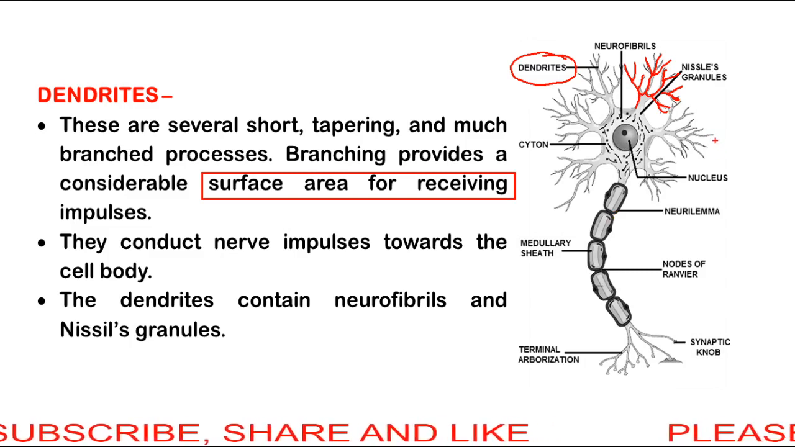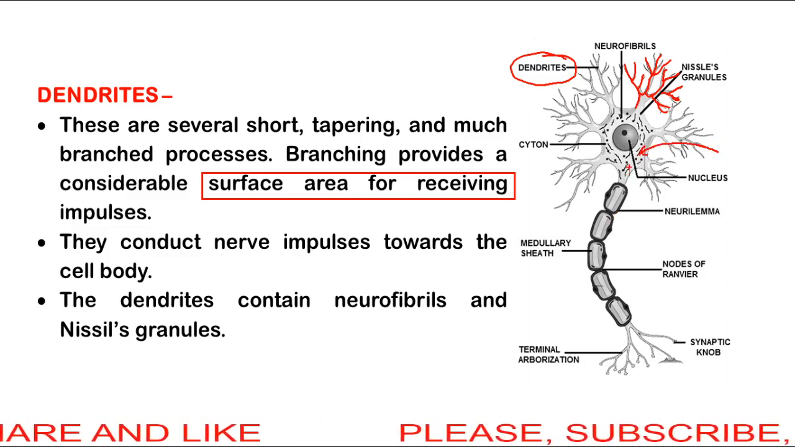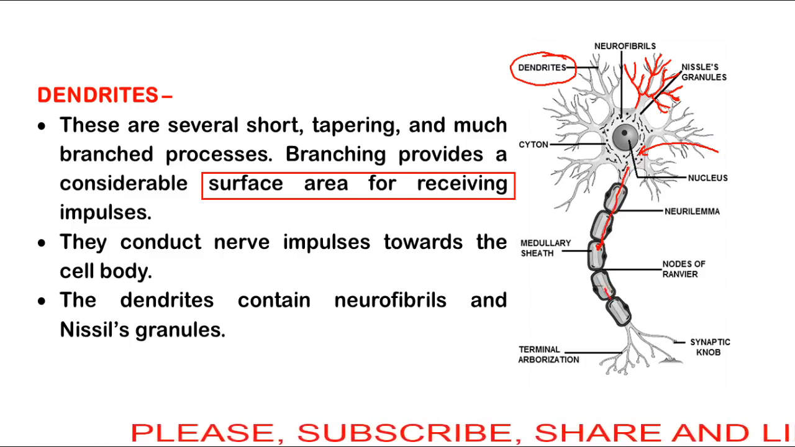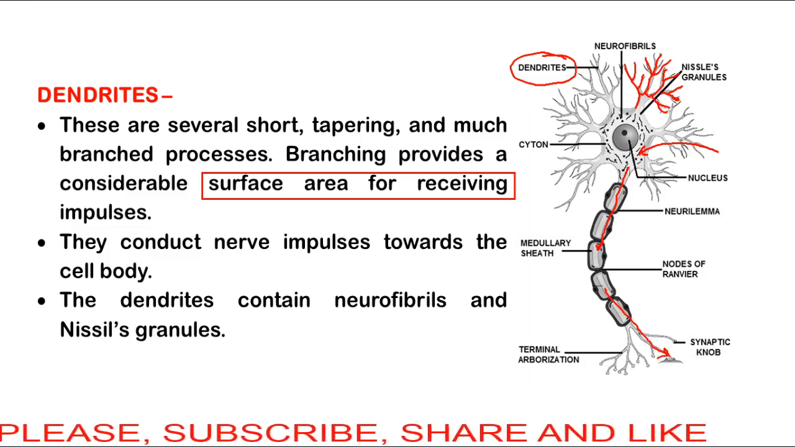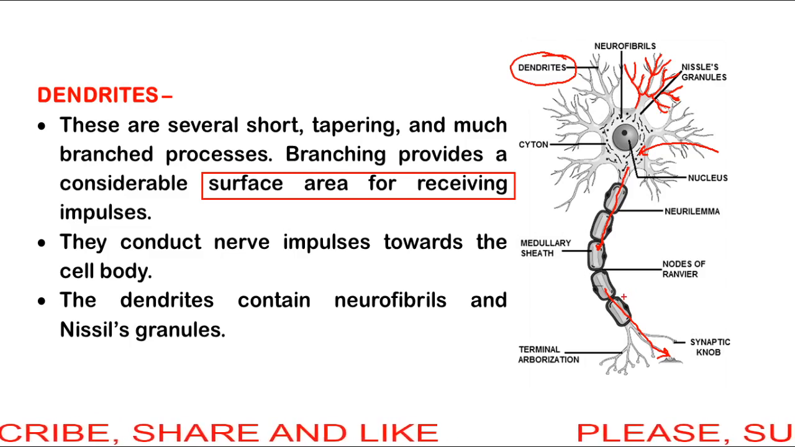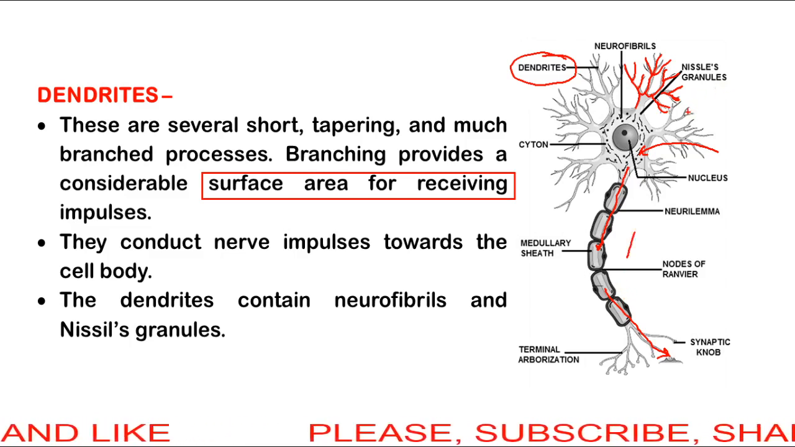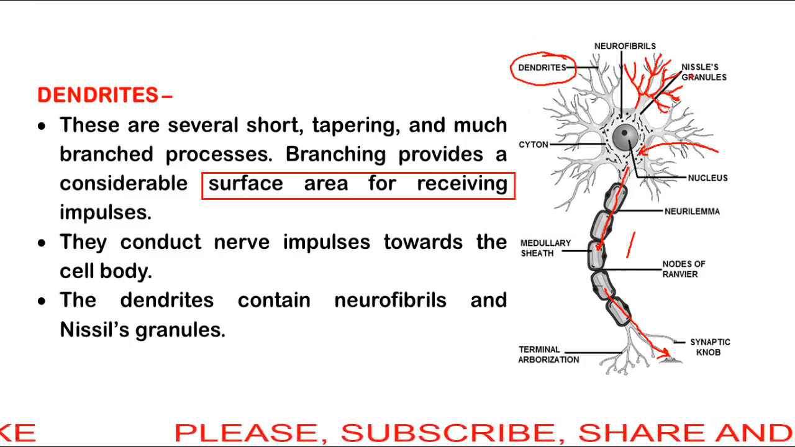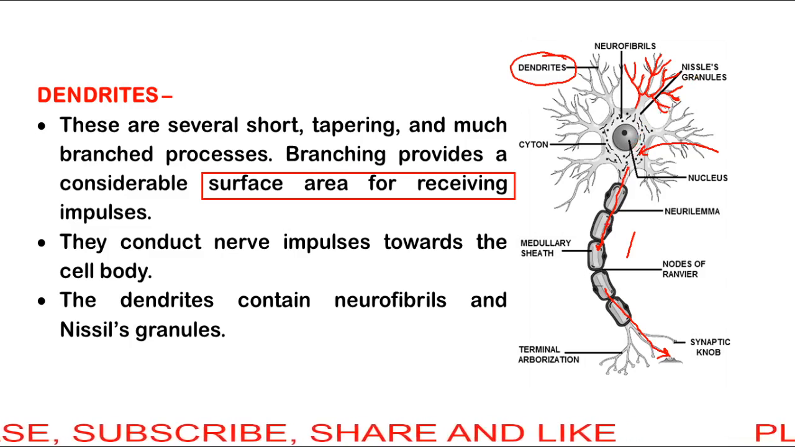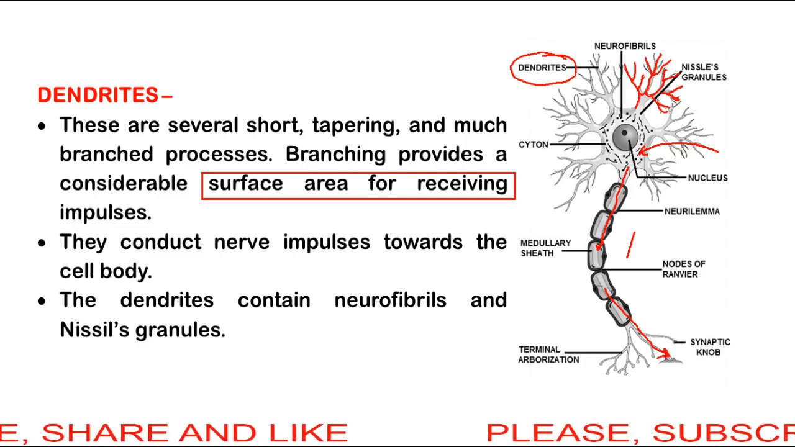So the nerve impulse is received by these branches, then transmitted to the cell body. From the cell body or cyton, it is transmitted to the axon, and from the axon towards the end of this nerve cell. So conduction is unidirectional in a nerve cell. The movement of nerve impulse is from dendrites towards the cell body, and from the cell body to the axon, and from the axon towards the terminal arborizations.